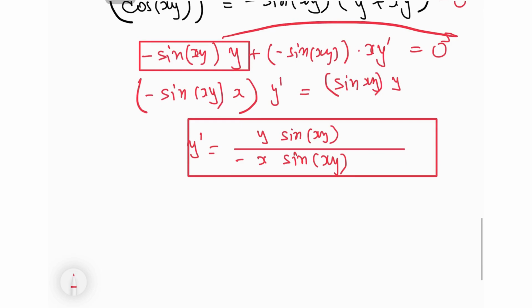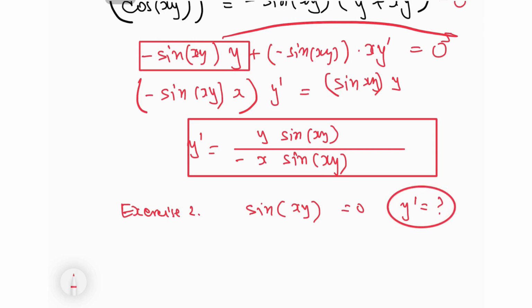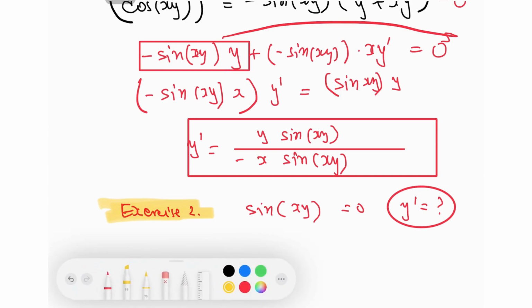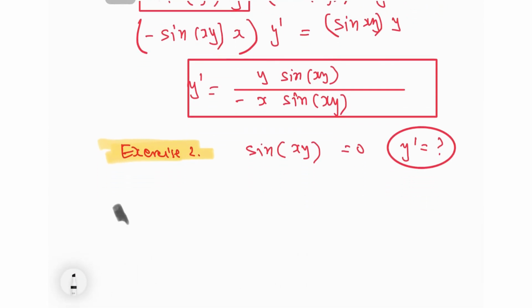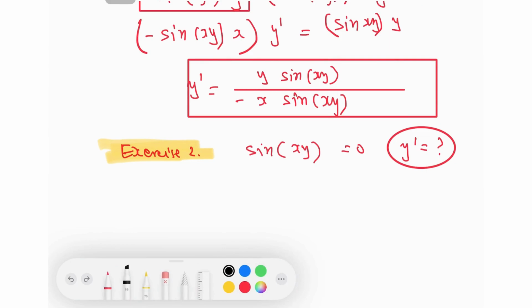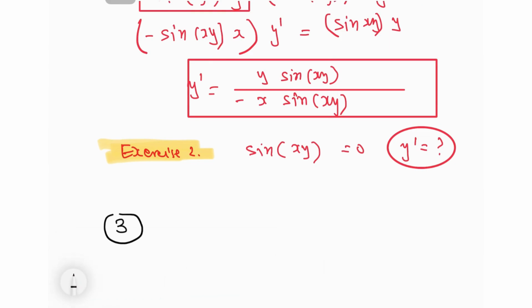Exercise 2, if you want: find how much y prime is for sine xy equals 0. Okay, that's exercise 2. And we will see one more example. So example 3: x squared plus xy plus y cubed equals 0. And we need y prime.